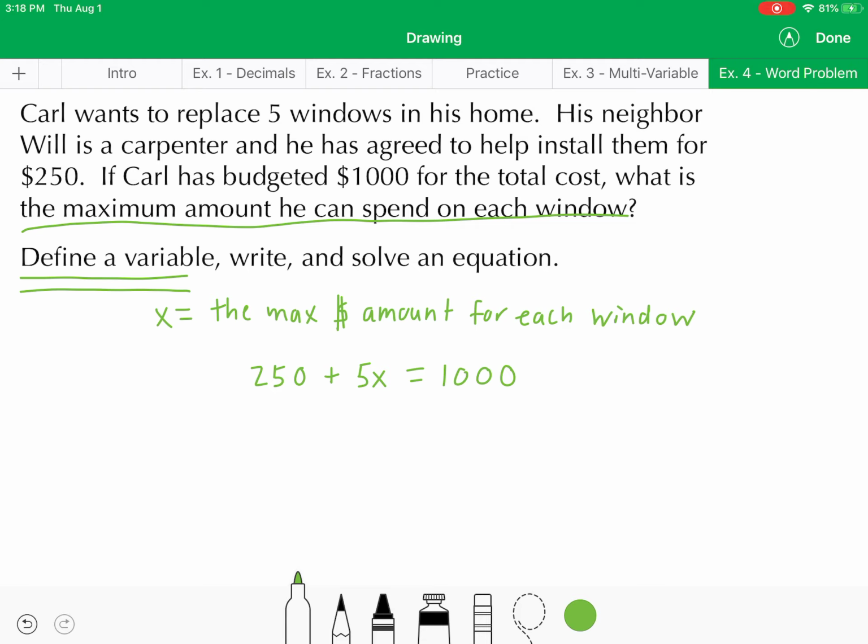All right, now solve this for x. Just subtract the 250 over. And then you'll divide out the 5 there. 750 divided by 5 gives you 150. Right? Now that's $150 that can be spent on each window. Write a sentence for your answer.